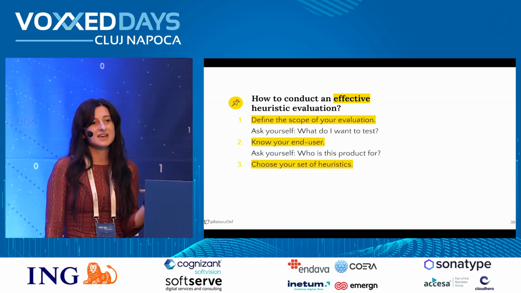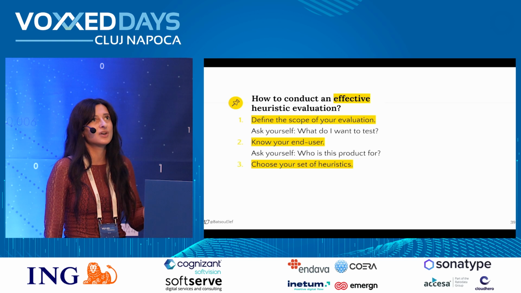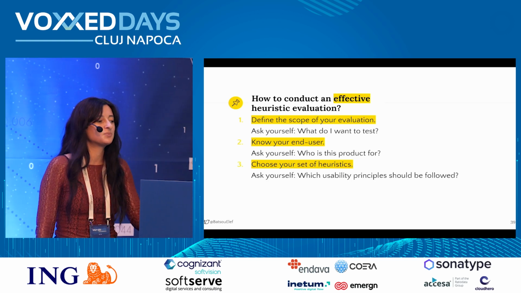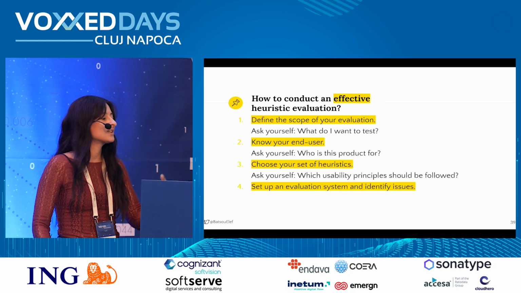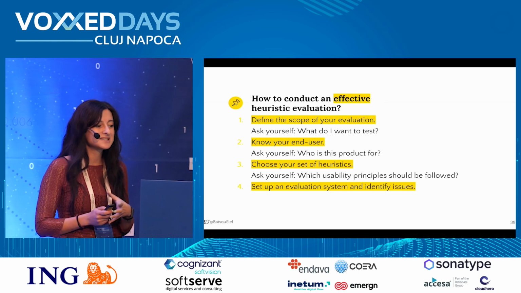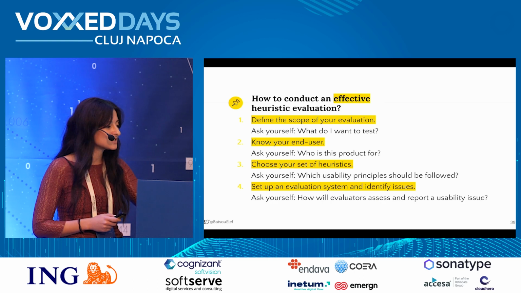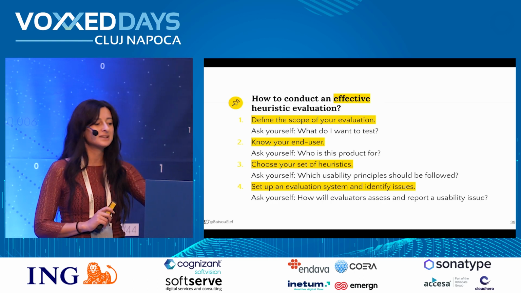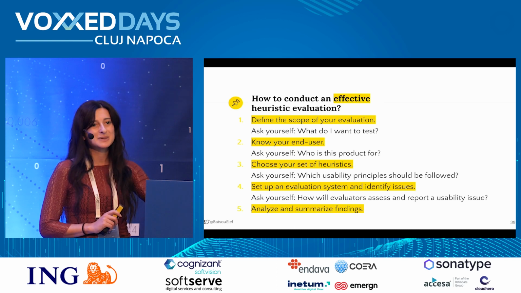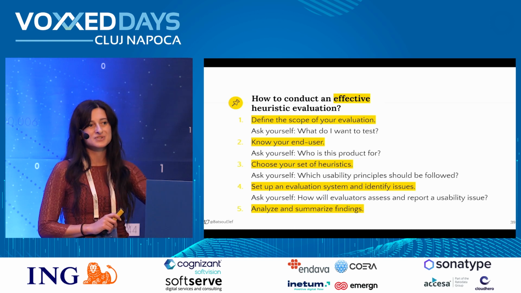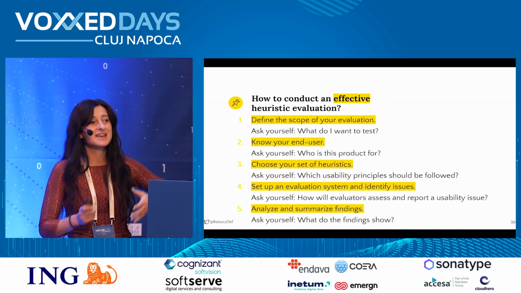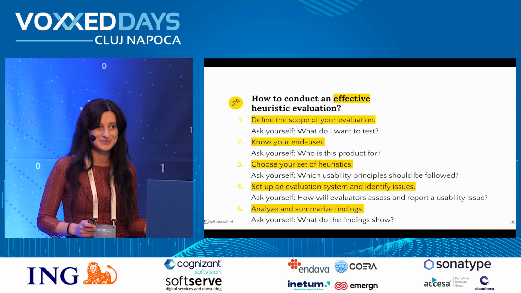Then choose the set of heuristics. Choose how you will test those things, and ask yourself which usability principles should be followed. Continue with the setup of an evaluation system and identifying issues. Ask yourself, how will evaluators assess and report usability? And last but not least, analyze and summarize your findings. Again, if you haven't summarized your findings, then you cannot move on.